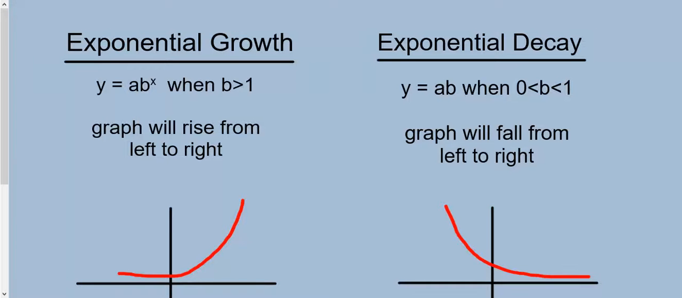All right, so when we have growth, the graph goes up from left to right. When we have decay, what you're going to notice is the values are going to shrink. And as x gets larger, the values are going to get closer to 0. Versus yesterday, when x got smaller, it got closer to 0.